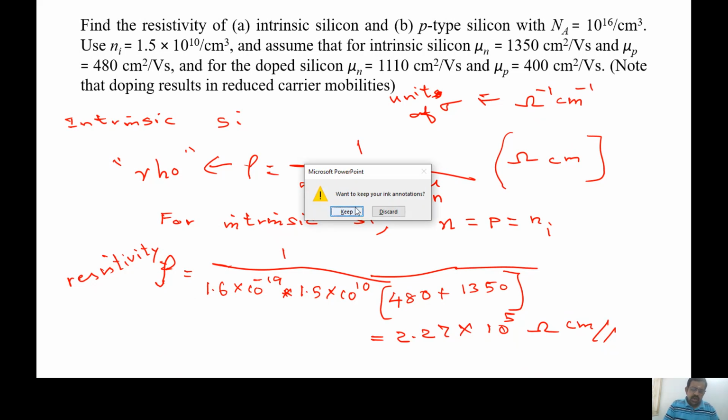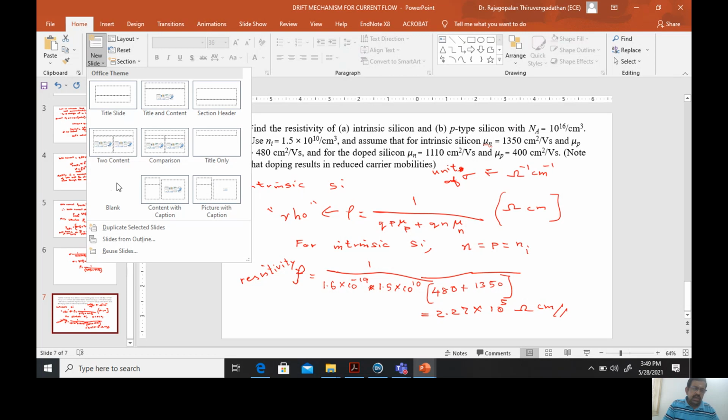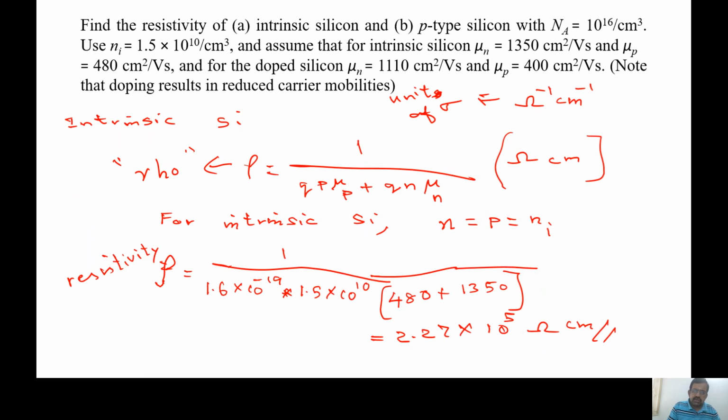With the doping, you expect the resistivity to go down. Why? Because resistivity is inversely dependent on the concentration of the charge carriers, among other factors. Now with the doping, the charge carrier concentration is going to go high. Therefore, you are going to expect a lesser resistivity. Is it the case? We'll see that.